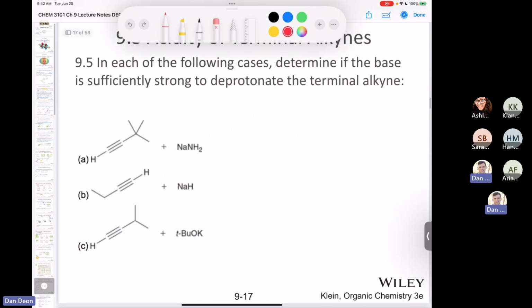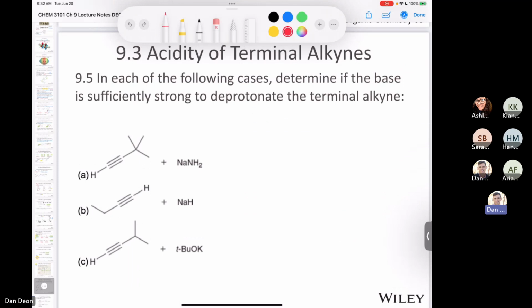And so it says here, in each of the following cases, determine if the base is sufficiently strong to deprotonate the terminal alkyne. Well, obviously the first case is correct because I told you 1,000 times that sodium amide would totally work. So let's see here. If we just draw the products, and you could even practice the mechanism by drawing the amide ion and saying, well, that's just going to do a proton transfer like this. So we end up with NH3, ammonia, plus our acetylide, which is going to look like this. There we go, that's a little bit better.